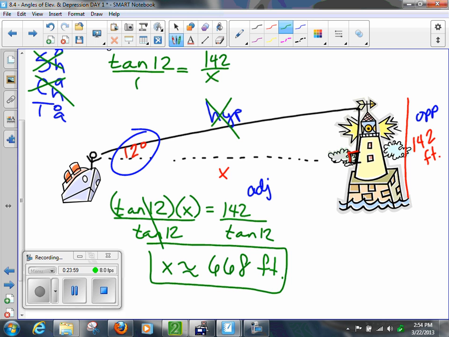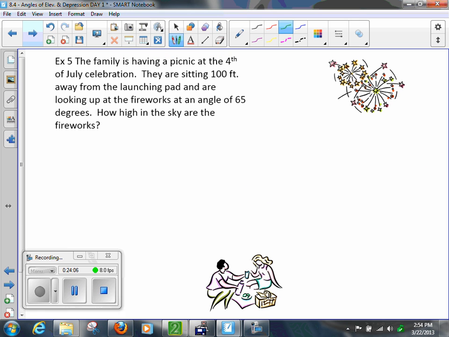So is this any different than what we've been doing? Nope. There is no catch. No catch. Look how beautiful. Fireworks, isn't it lovely? All right, let me ask you something. Where's the height of the fireworks?